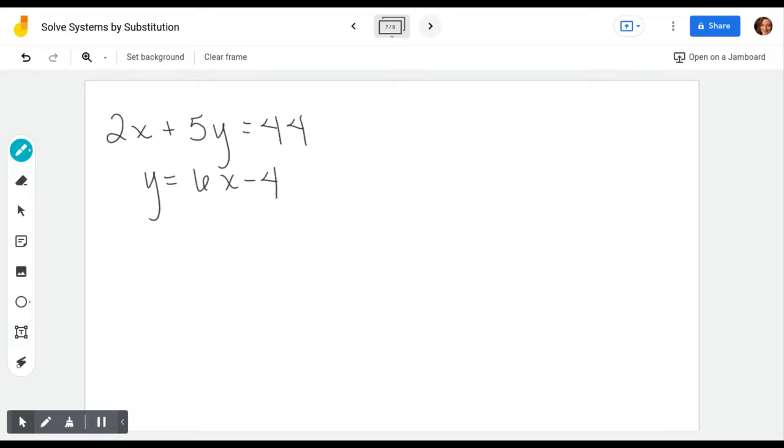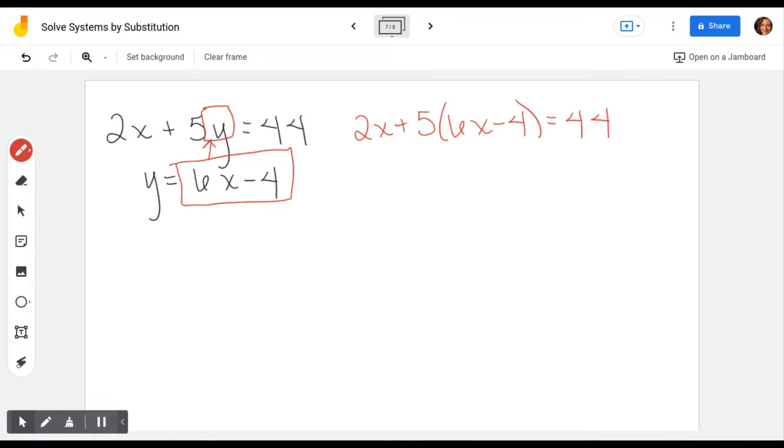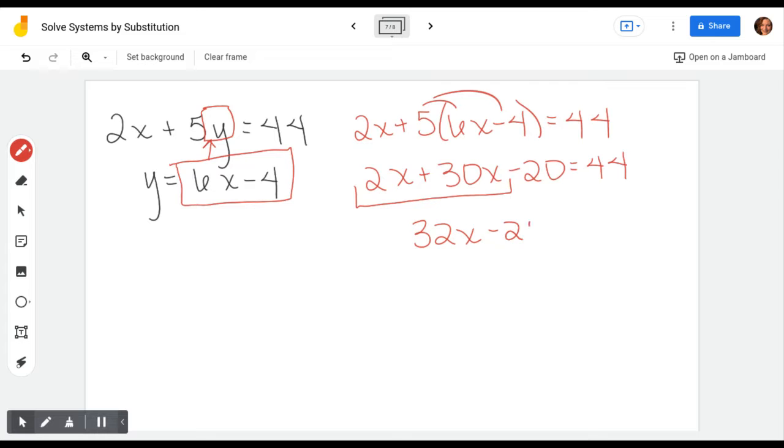Last one. I've got one equation that has one variable by itself. That's all I need. I'm going to take this expression and put it in for y in the other equation. So I'm going to rewrite that top equation as 2x plus 5 times that whole thing, 6x minus 4, equals 44. Need to start simplifying, so do your distributive. That becomes 2x plus 30x minus 20 equals 44. These two can go together and become 32x minus 20 equals 44.